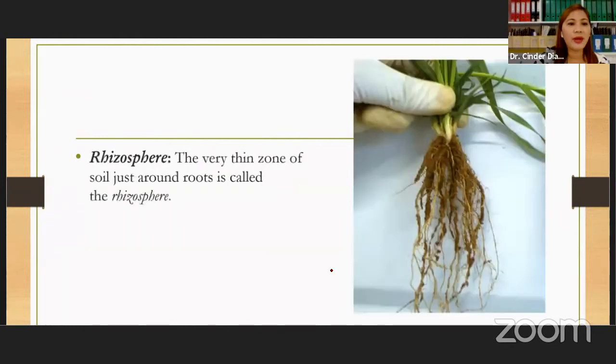Okay, this one, the rhizosphere. This is a very thin zone of the soil just around roots. This is the rhizosphere. So we should also be careful in analyzing what happens to the rhizosphere of our plants.